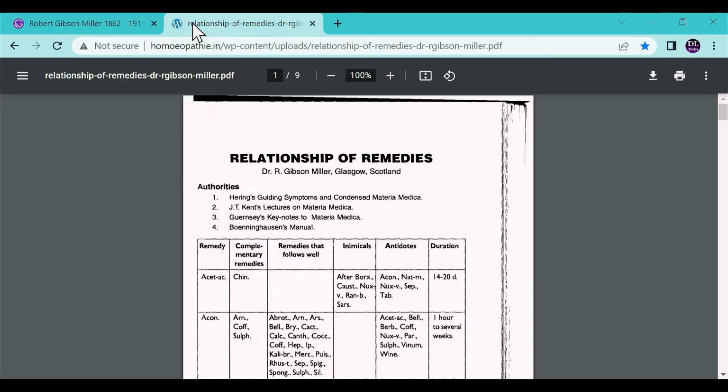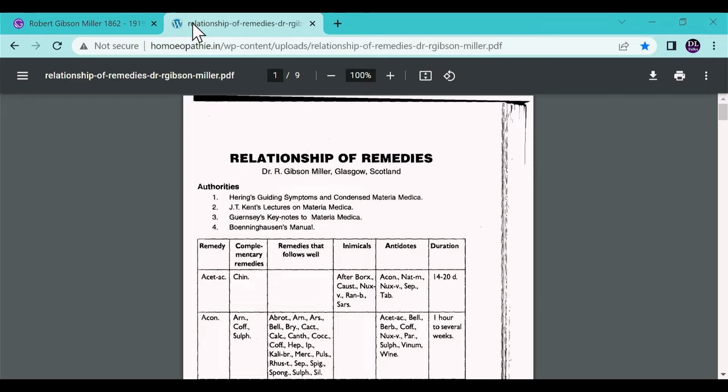Okay, here we have one of his works called Relationships of Remedy by Dr. R. Gibson Miller, Glasgow, Scotland. And you can see the authorities for these remedies are very dependable. Hering's Guiding Symptoms and Kent's Lectures on Materia Medica, Guernsey's Keynotes to the Materia Medica, and Boenninghausen's Manual. So the sources of these remedies are very dependable, and you'll see that it names the remedy, then the complementary remedy, remedies that follow well, remedies that are inimical, remedies that are antidotes, and it also gives some idea of duration. So this can come really in handy with the remedy reactions.